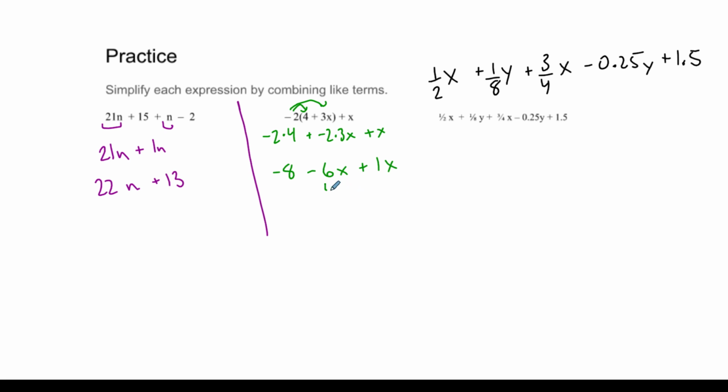Okay, so what can we combine? Well, we can combine the negative 6x and the 1x. So I have negative 8, negative 6 plus 1, negative 5x.